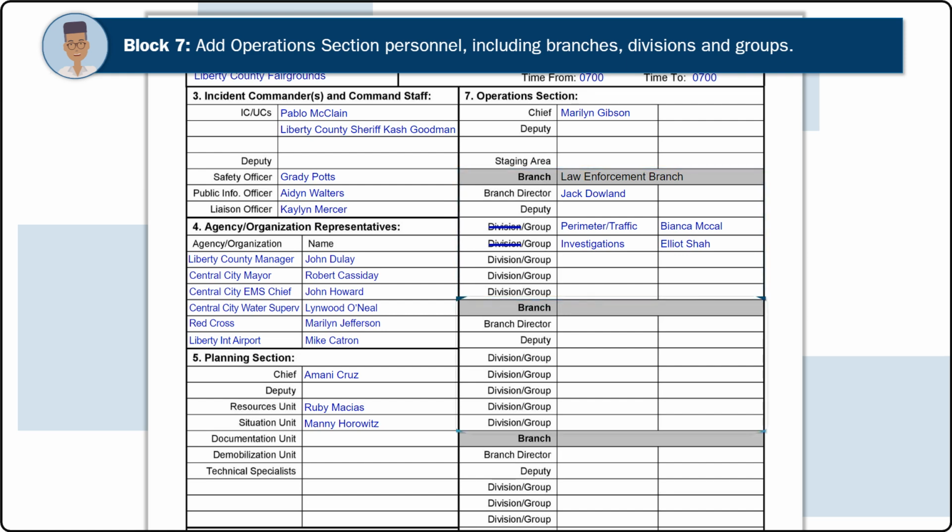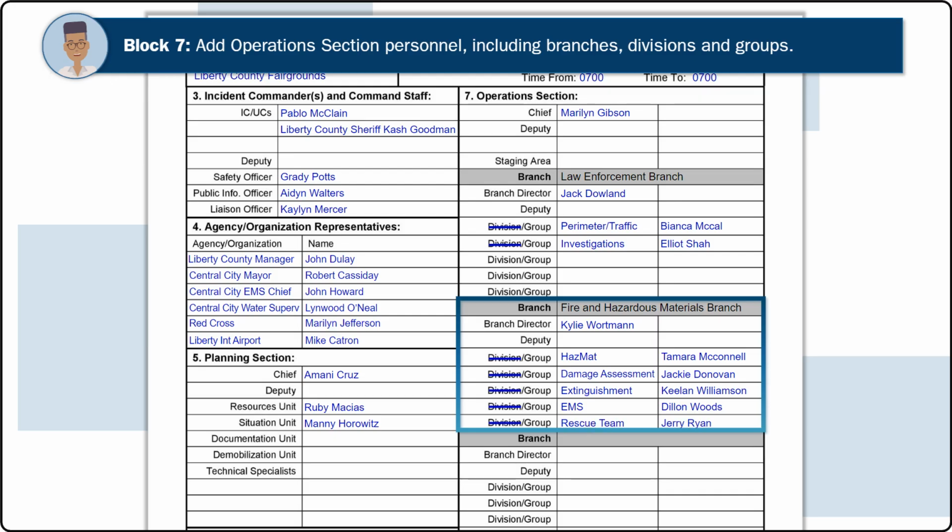When we go down to the next branch, notice that we have a Hazmat Group, Damage Assessment Group, Extinguishment Group, EMS Group, and Rescue Group. These are all fire department-related organizations and are under the Fire and Hazardous Materials branch. The third branch has a Reunification Group and a Shelter Group. These are all human services focused and therefore fall under a Human Services branch. The main point is that the form should reflect how we've aligned our ops section, whether that's using branches, divisions, groups, or none of the above. The form should not drive that alignment.